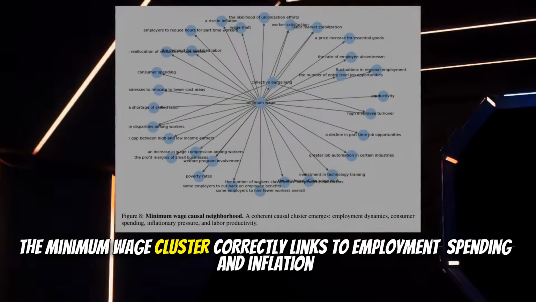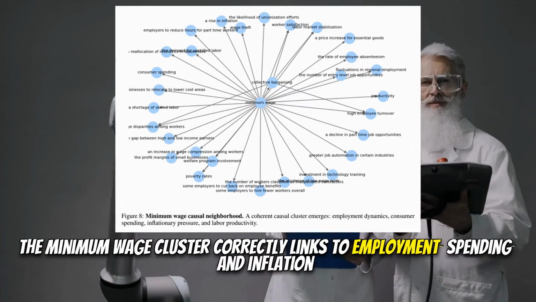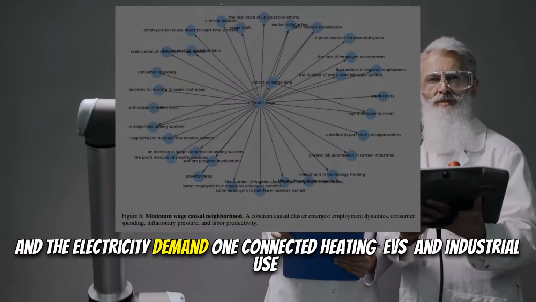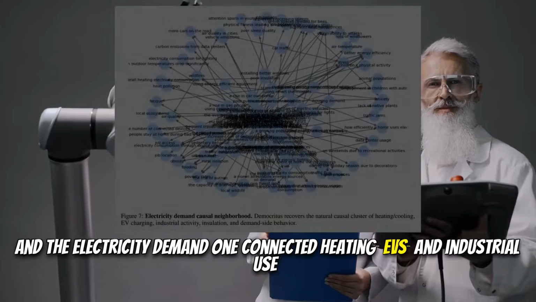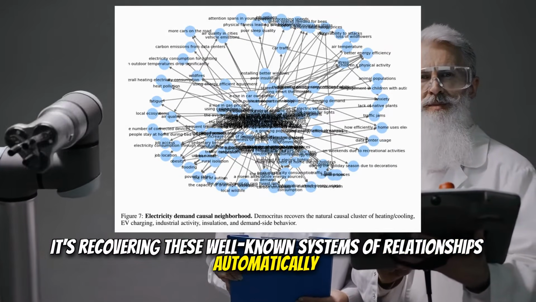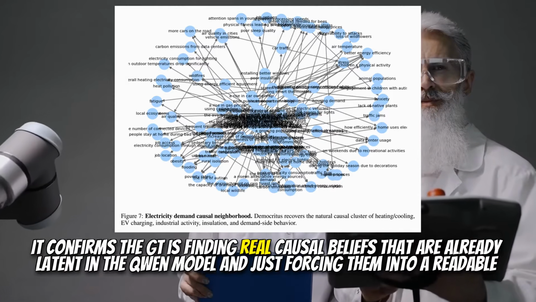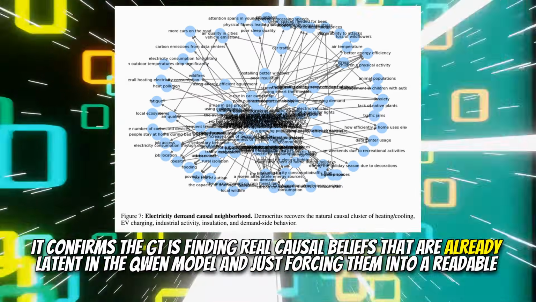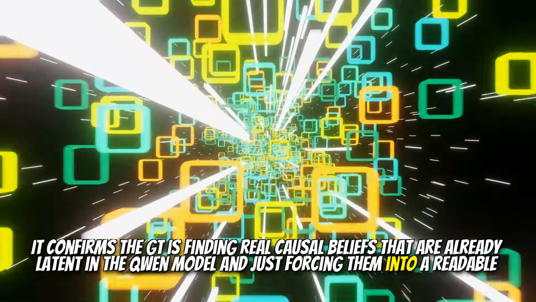Yeah. The minimum wage cluster correctly links to employment, spending, and inflation. And the electricity demand one connected heating, EVs, and industrial use. It's recovering these well-known systems of relationships automatically. It confirms the GT is finding real causal beliefs that are already latent in the Quinn model and just forcing them into a readable geometry.